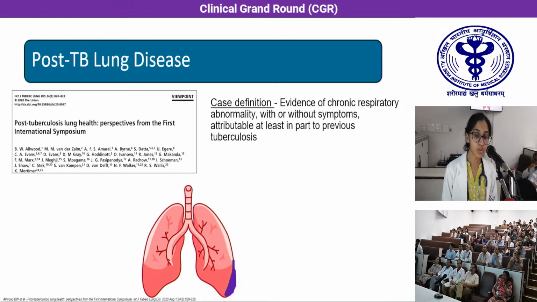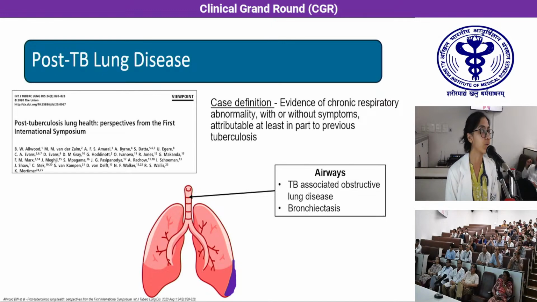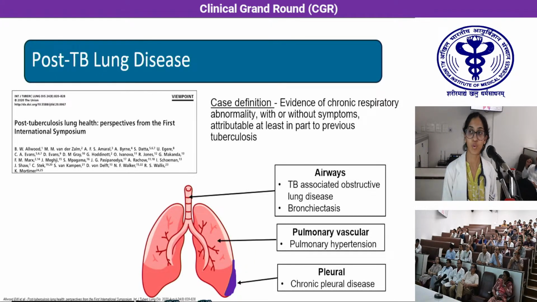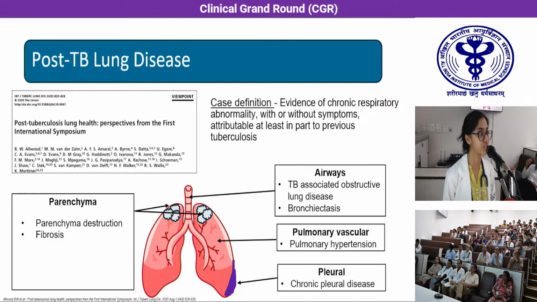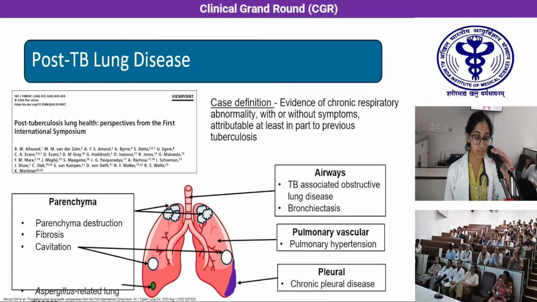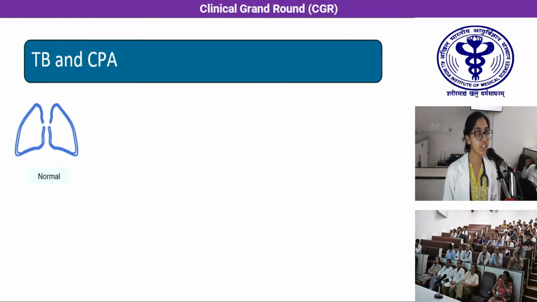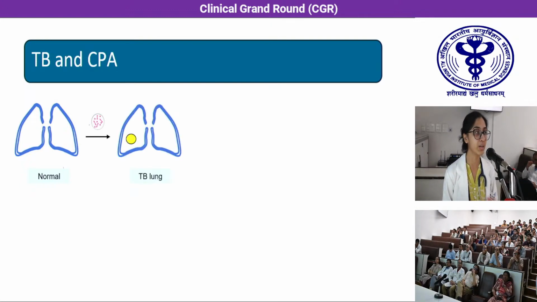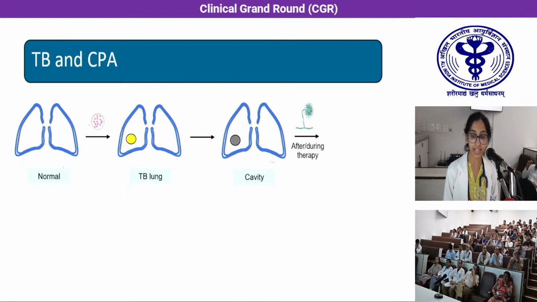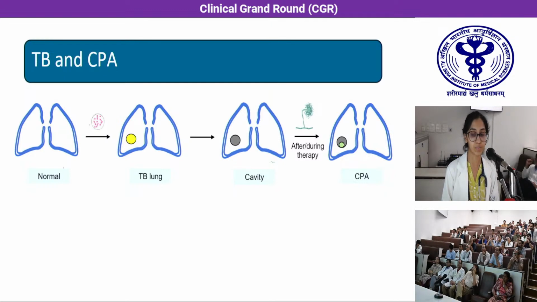So tuberculosis is known to usually leave a scar on a majority of patients that it affects, and it can affect any part of the lung, including the airways, pulmonary vessels, pleura, as well as the parenchyma in the form of parenchymal destruction, fibrosis, cavitation, as well as aspergillus-related lung disease, which is the topic of our CGL. So traditionally, the pathogenesis of post-TB CPA was as follows. In a patient who has tuberculous lung disease and develops cavities, these cavities subsequently get colonized by aspergillus during or after therapy, leading to chronic pulmonary aspergillosis after treatment.